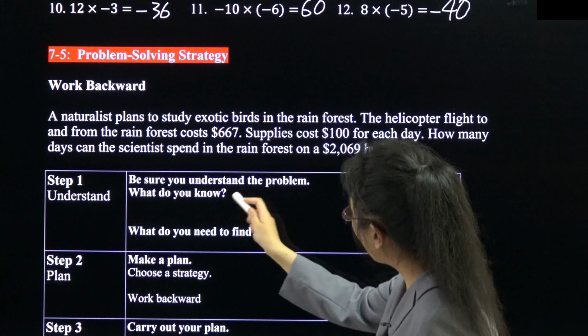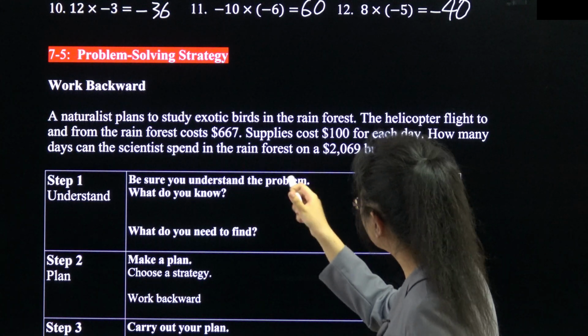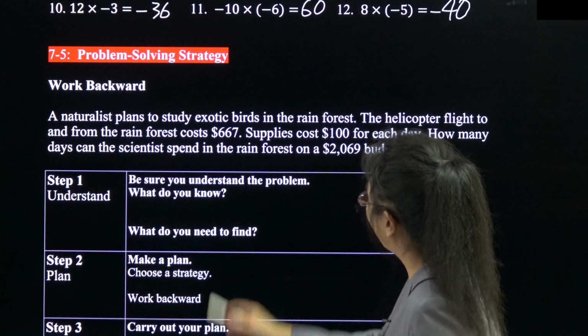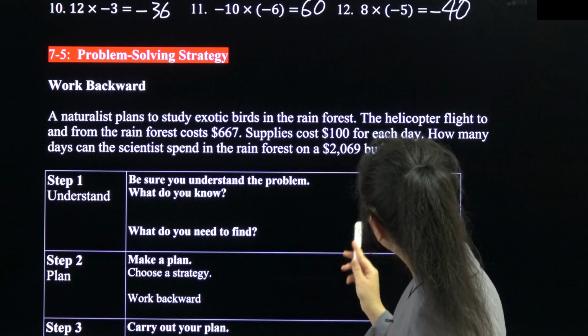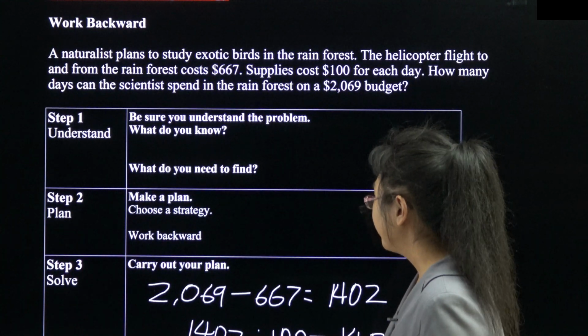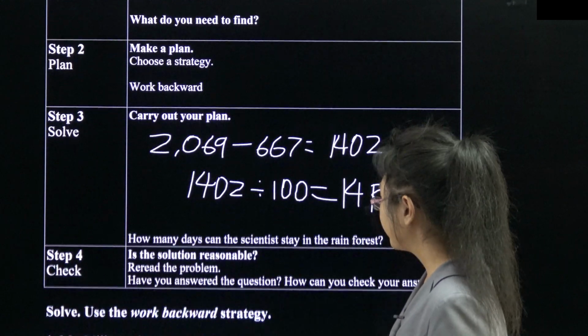Helicopter flight to and from costs $667. Supplies cost $100 for each day. How many days can the scientist or naturalist spend in the rainforest on a $2,069 budget? Okay, we got our numbers correct.